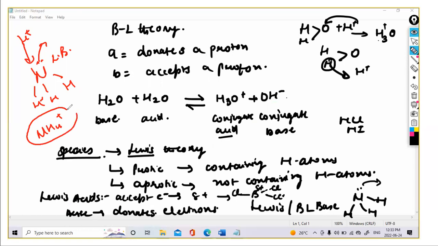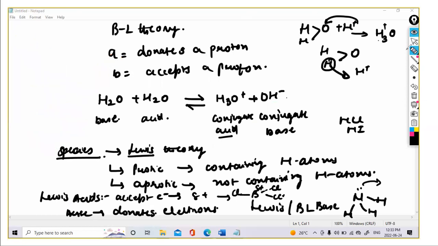This is an ammonium ion, right? And this is a base, right? So this NH is a Bronsted-Lowry base as well, right? So the differences between the acids and the bases are similar.